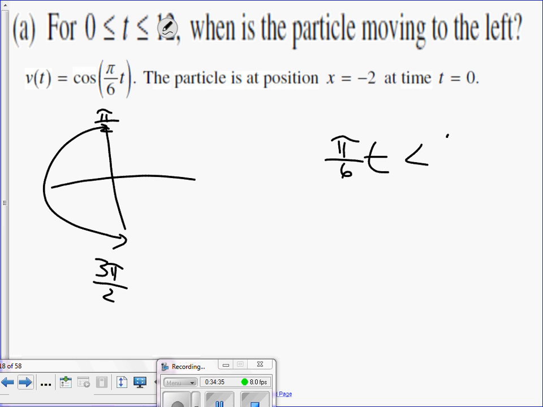We'll have to continue this one. I definitely want to do this one. Pi over 2. We'll solve for t. You can do it. Multiply through by 6. Divide by pi. But try the table problems, and we'll try to get caught up with this tomorrow.